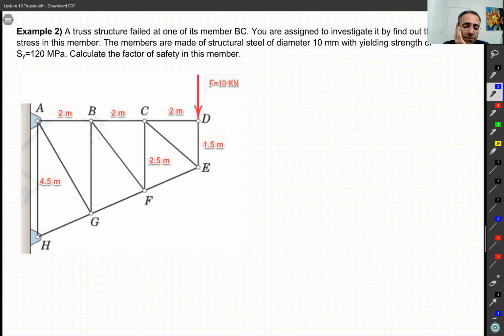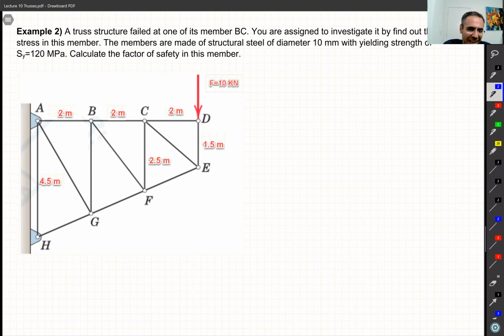To find the factor of safety, we need to find its force, right? So how can we find the force in BC? Well, one method is the previous method of joints. It means we have to start from joint D and go until we get to B, which is boring, right? And by the way, we have to also find the reactions at A and H. But there is a better way. When we are dealing with a problem that, unlike the previous one, asks us to find only one force member, we don't go to the method of joints. We use the method of sections.